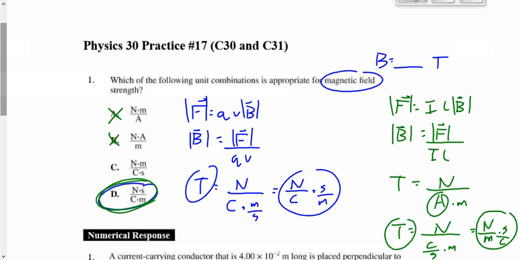How many people did it more or less the blue way? How many people did it more or less the green one? Anybody do it differently and get the right answer, that is? No? All right. So D is our answer there.